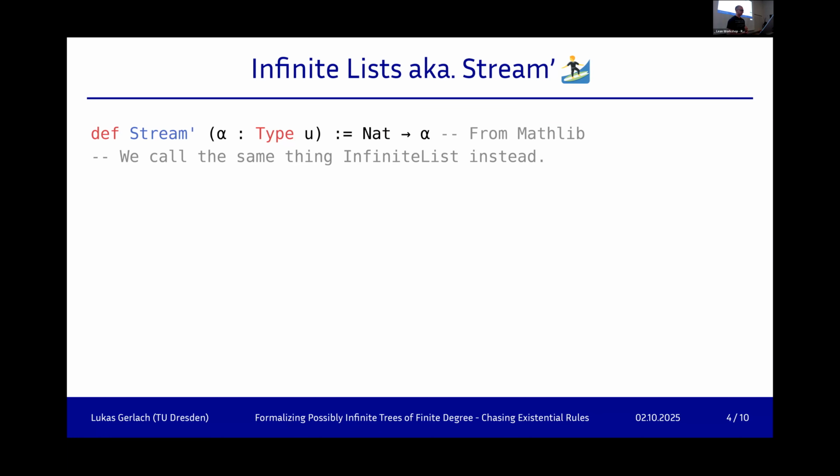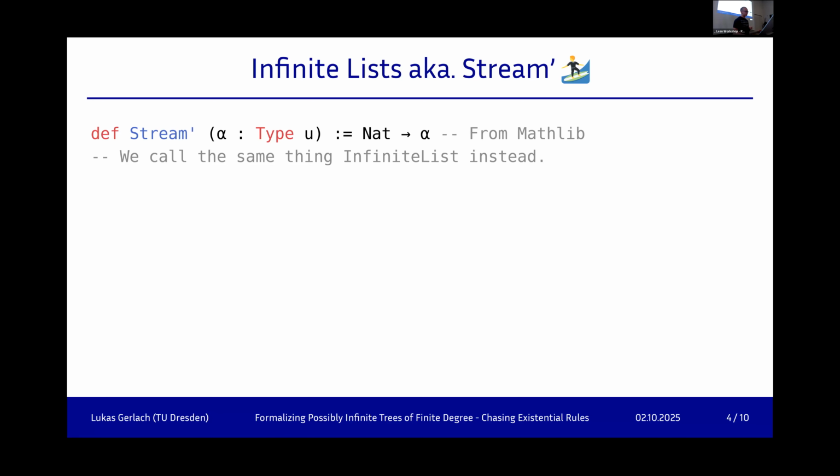I think I saw on Zulip that there's currently some discussion going on of maybe renaming this into something else. But the idea there is just you can basically represent an infinite list of elements by just having a mapping from the natural numbers into the desired type. And for the sake of this talk, I will not call it stream prime, but just infinite list.